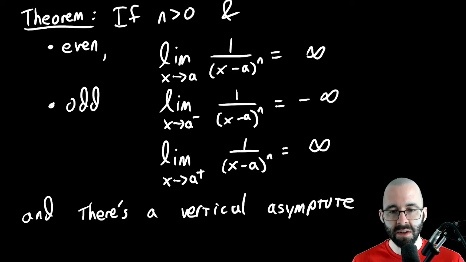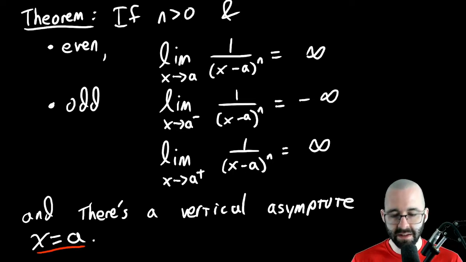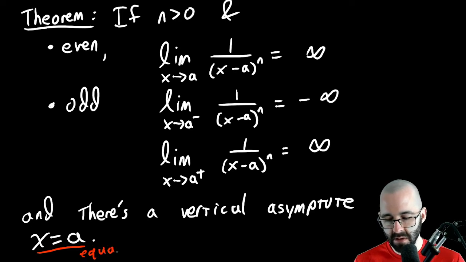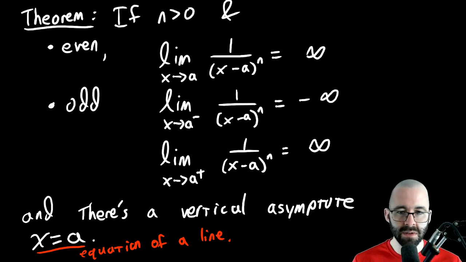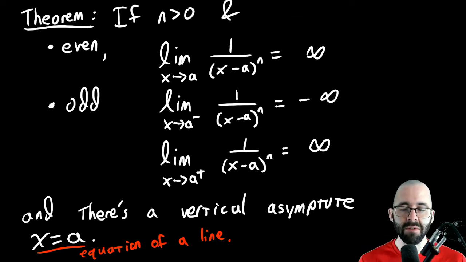Where's that vertical asymptote? At x equals a. Remember, asymptotes are always the equation of lines. So a vertical asymptote is x equals a number. A horizontal line would be a line y equals, so a horizontal asymptote would have that form.